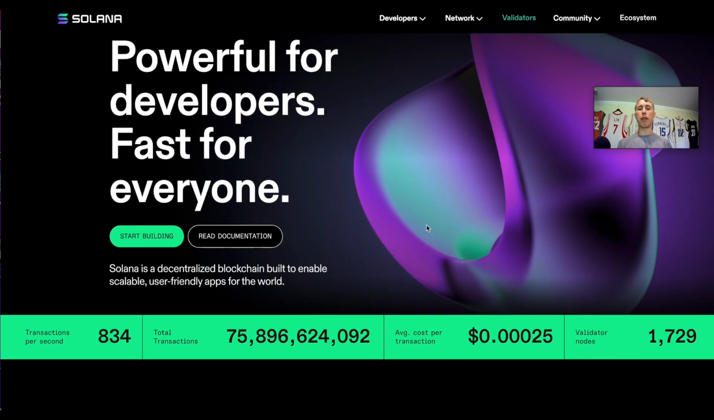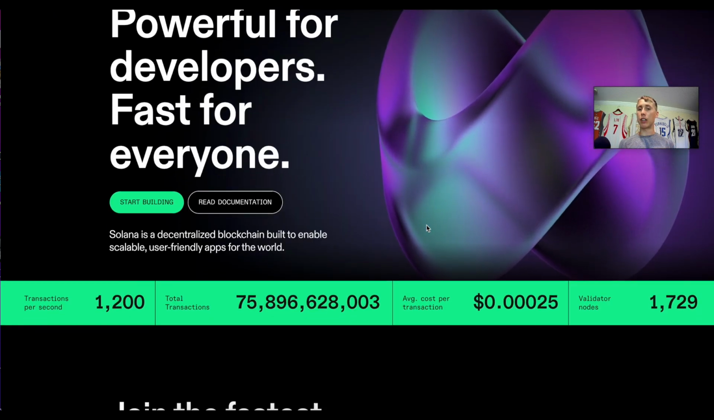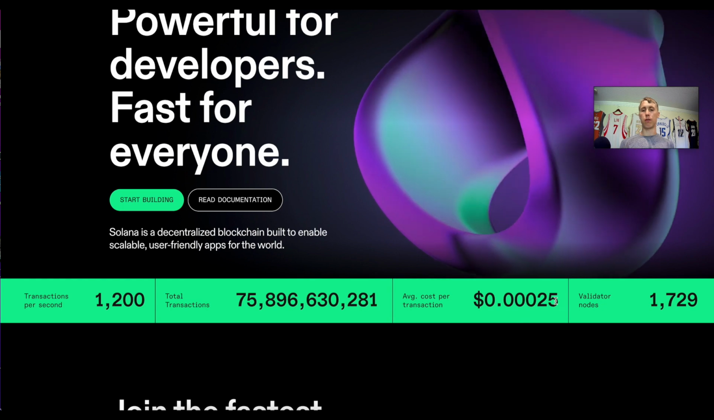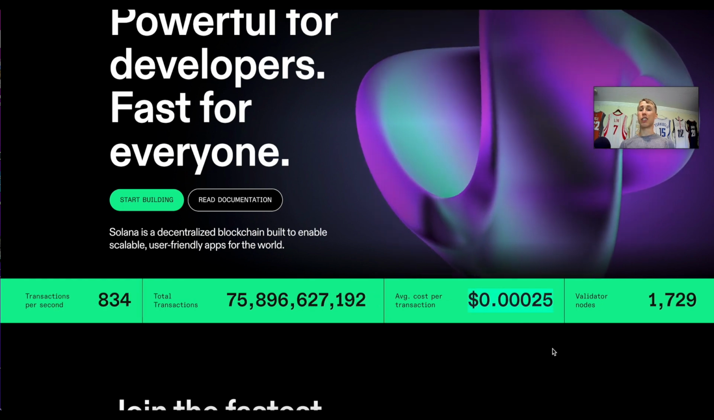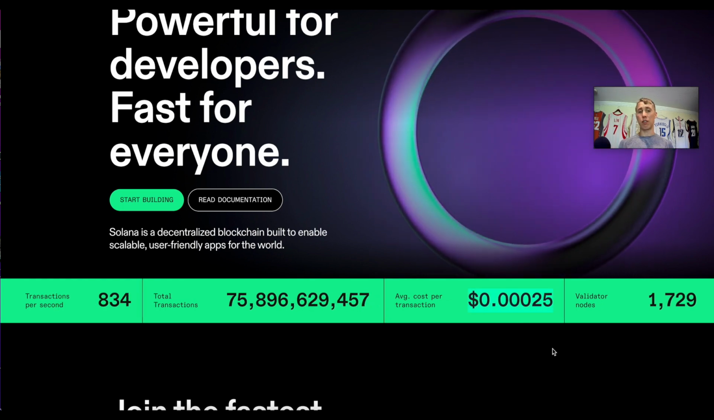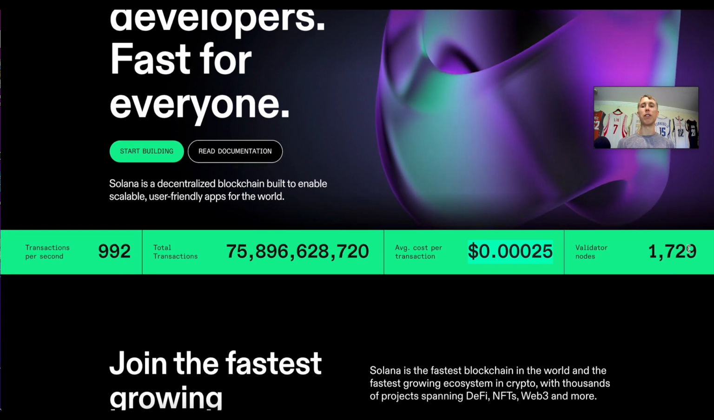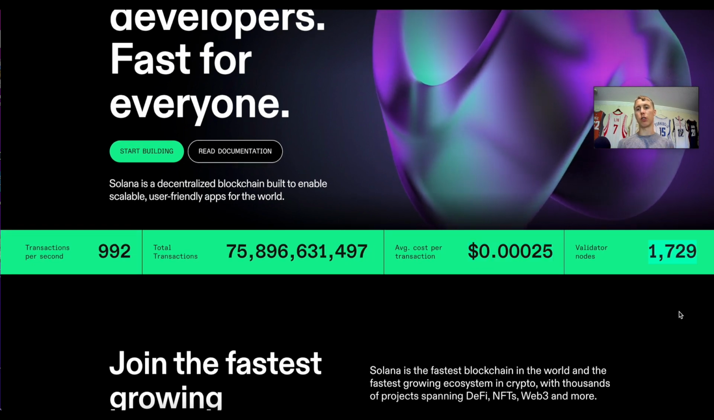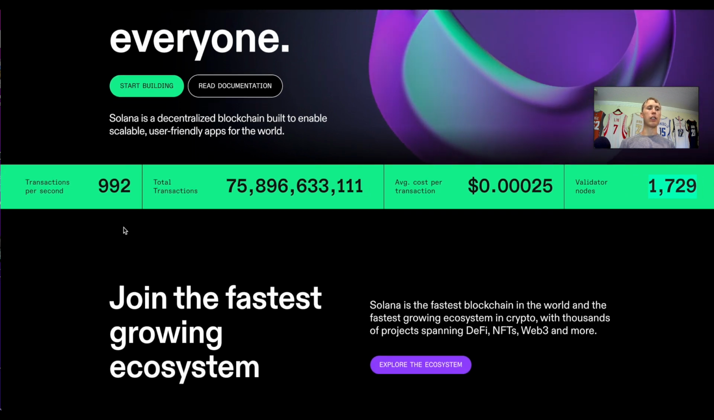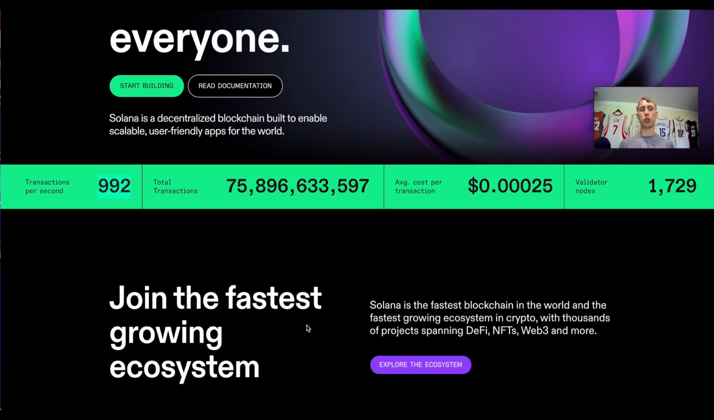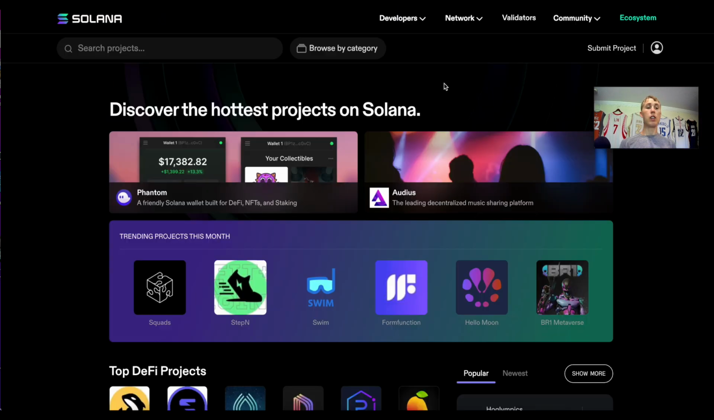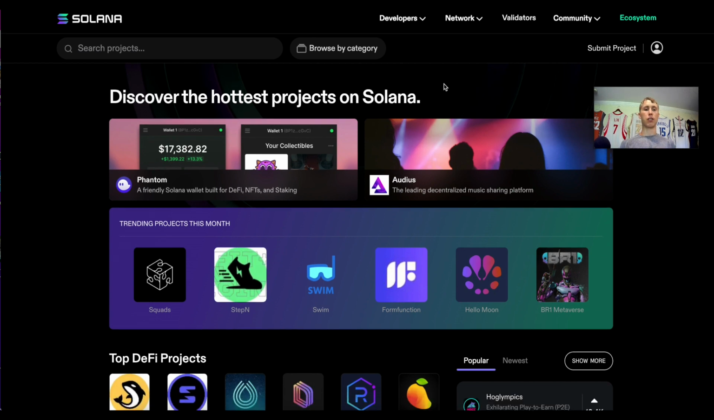If we go on to the main page of Solana, they have a lot of pretty interesting things. Transaction cost is less than a fraction of a penny, which is really cheap. They have over 1,700 validator nodes, and the current transactions per second, as we're speaking, is around 1,000.